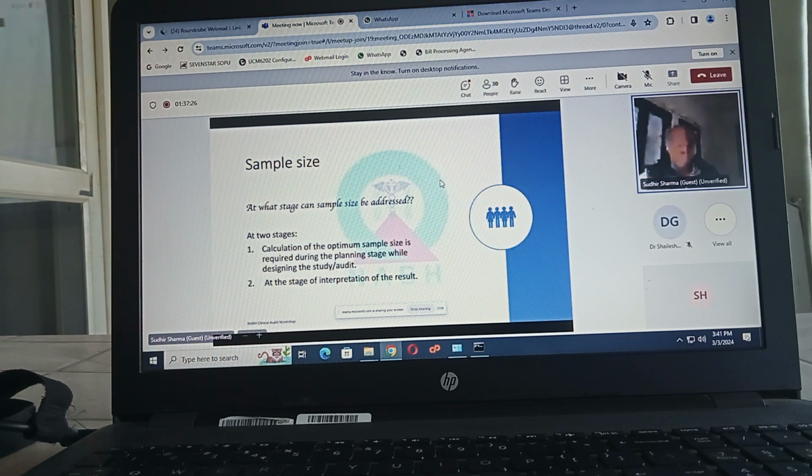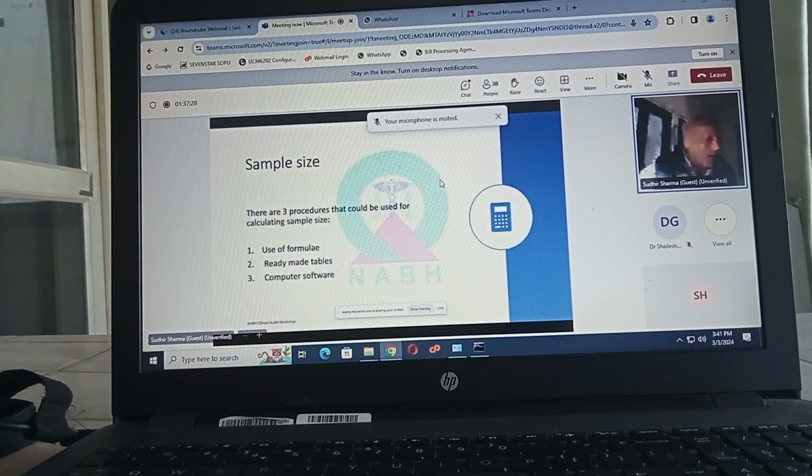First we talk about sample size. How do we calculate sample size? There are many methods. First, there are three methods of calculating sample size. One is the Euler formula. Number two is ready-made tables.